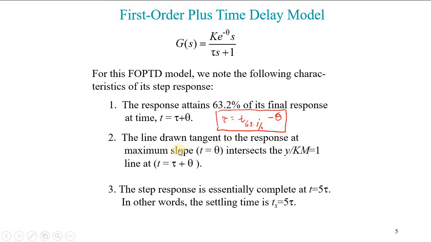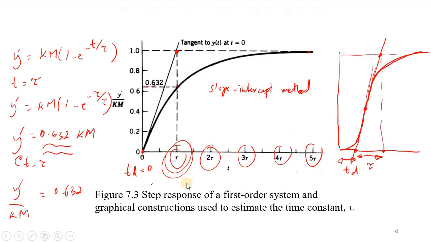The line drawn to the response at the maximum slope intercepts y over Km equal to 1. And this is something else. Where is my second intercept? It intercepts at my new steady state value. Okay, so please consider this, because many people do confuse this.